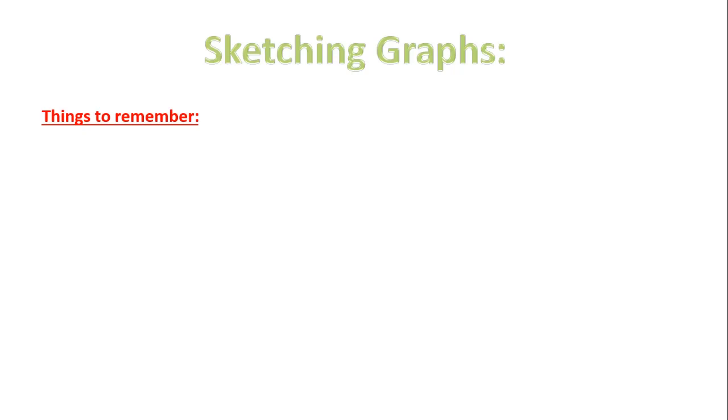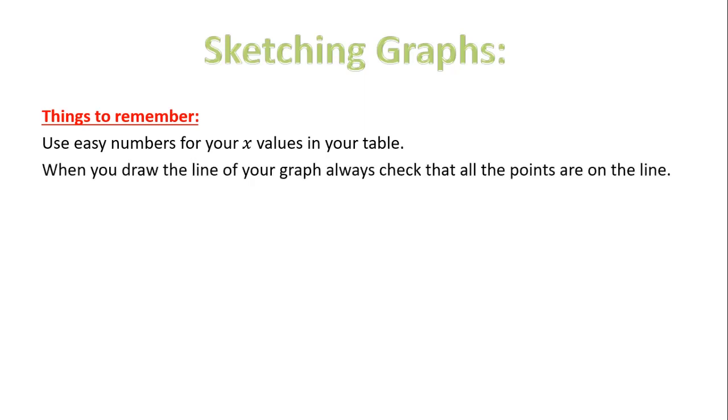Things to remember, and these are 4 important things. Let's look at the first one. Use easy numbers for your x values in your table. As I said, you'll get better at it, but normally the lower the value, or the closer to 0, the better. If you start using 10 or 20 or 30 as your x value, it often gets very big very quickly.